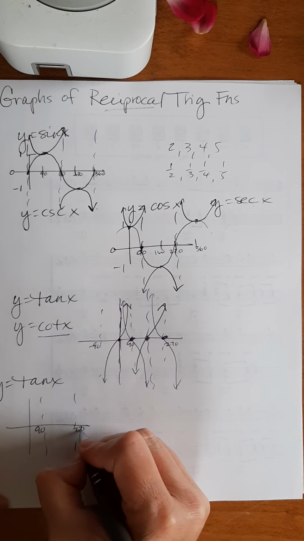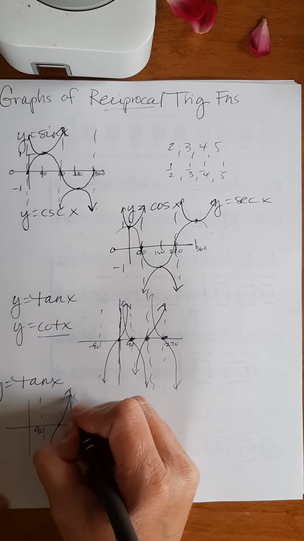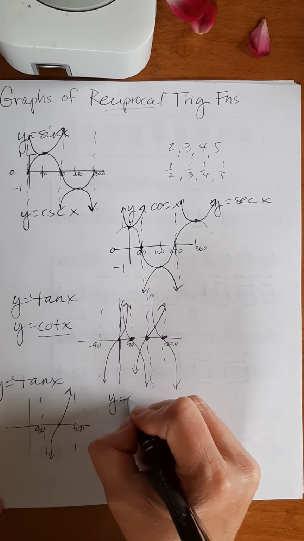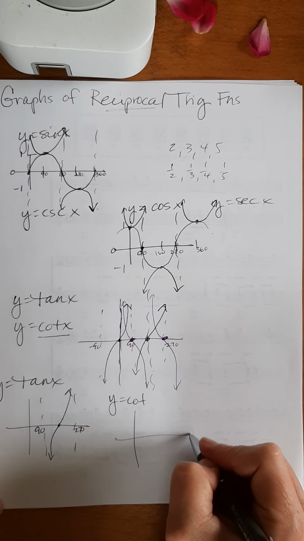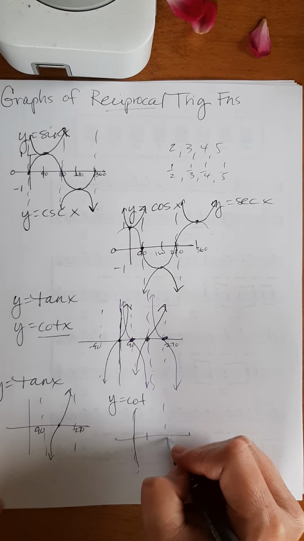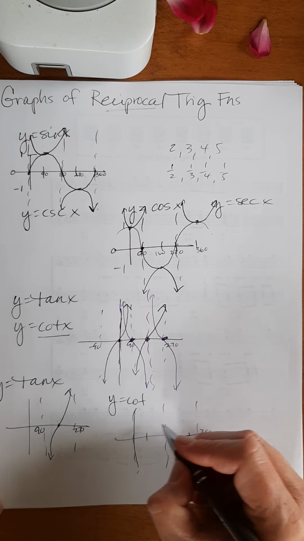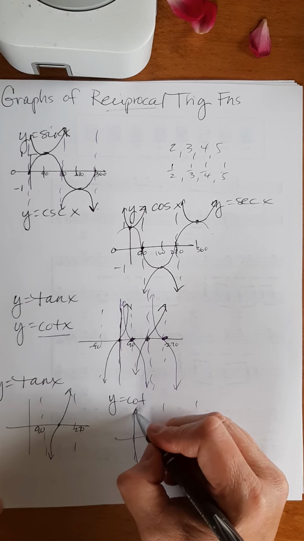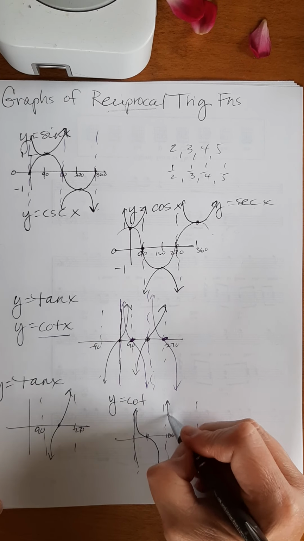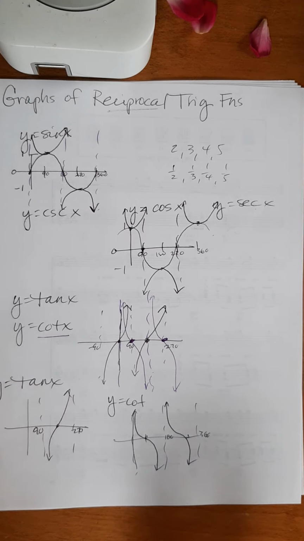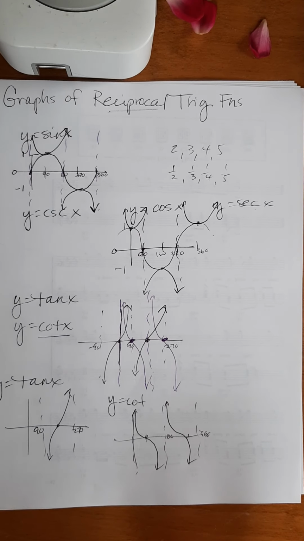So to make it a little bit prettier for you, so tangent, you know, there's always one complete curve between 90 and 270. And it's always increasing. Cotangent, you've got 0 and 180, 180 and 360. And it is always decreasing. And you can do things to it as needed.